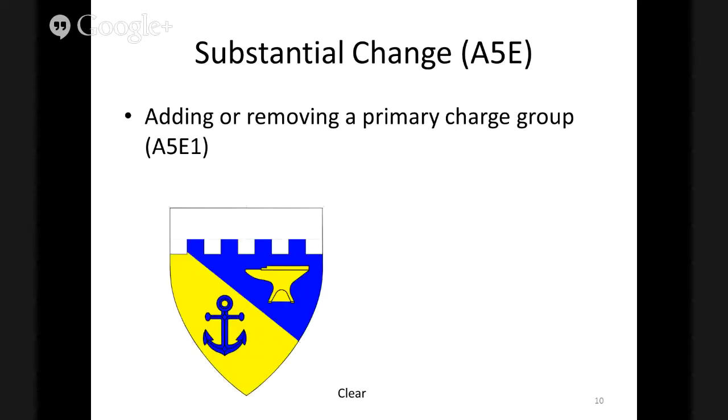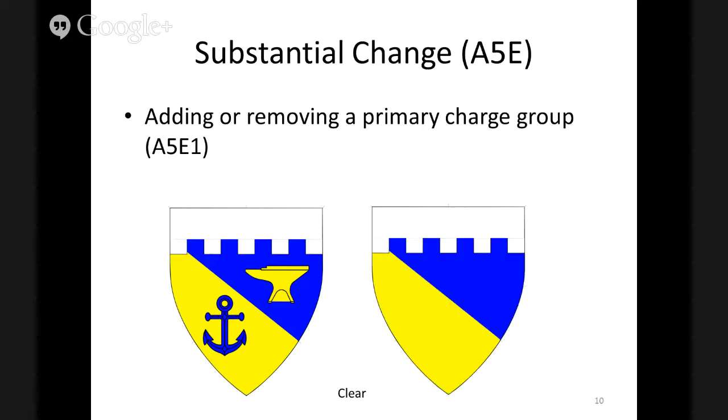So for example, that device there, which is per bend azure and or, an anvil and an anchor counterchanged, and a chief embattled argent, is clear of that one. What have we done? We've gotten rid of the charge group.